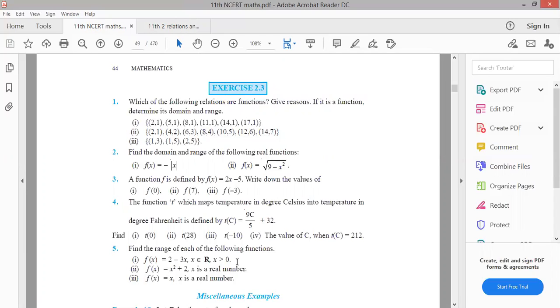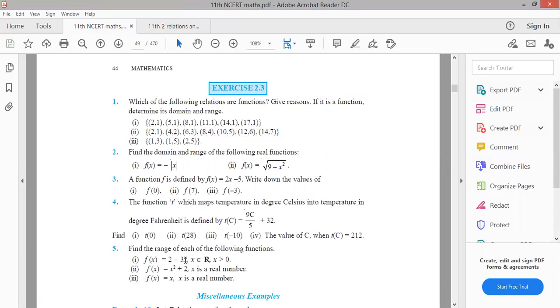Earlier I have discussed that a range corresponds to the set of values of the codomain with which the domain elements have been mapped. Okay. You see here f of x is equal to 2 minus 3x.